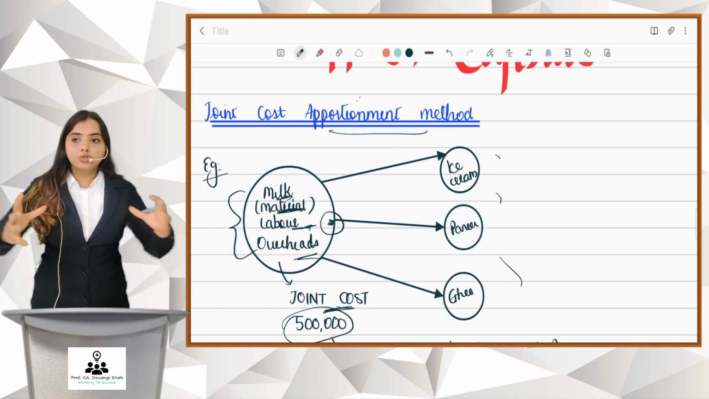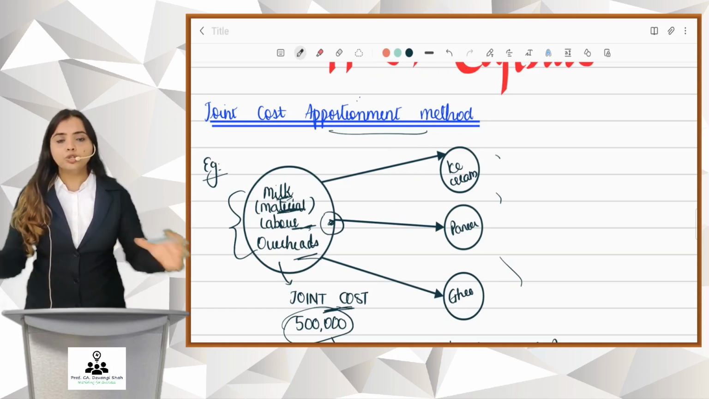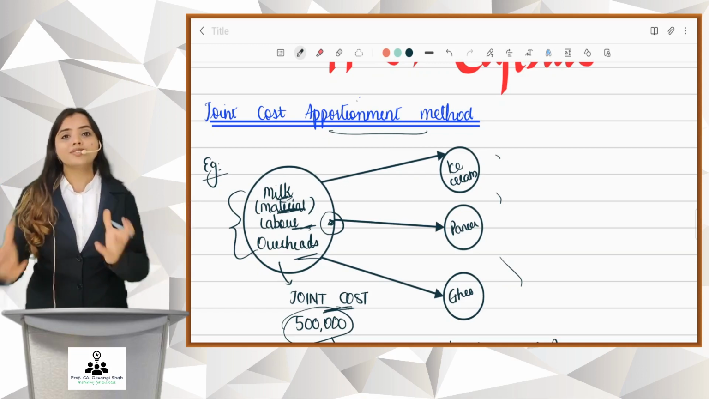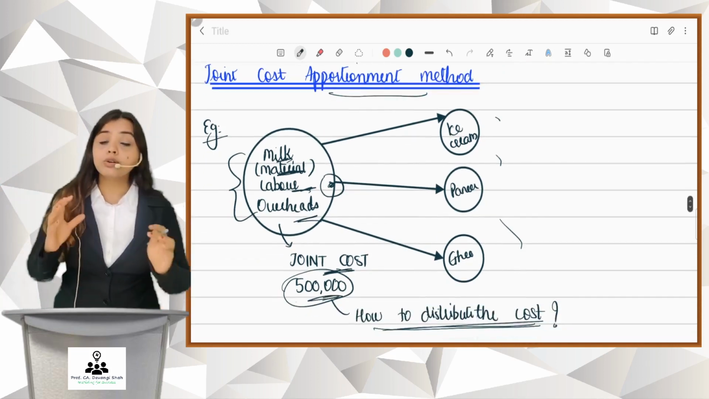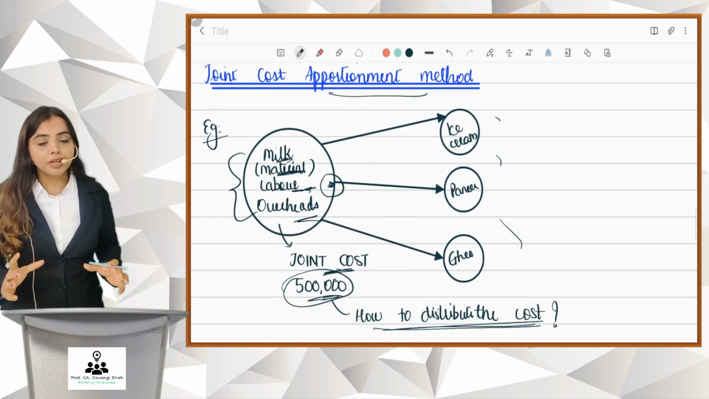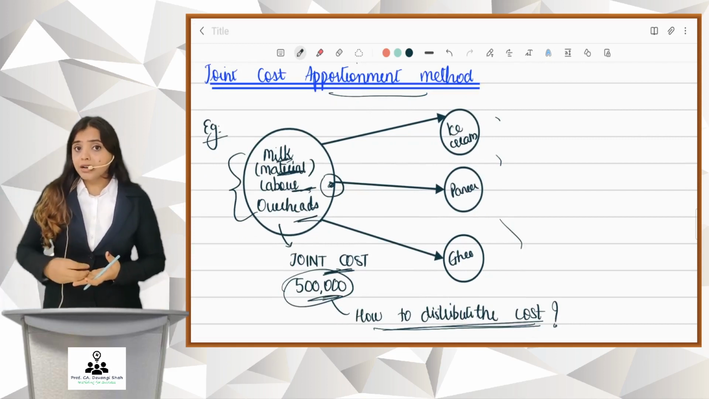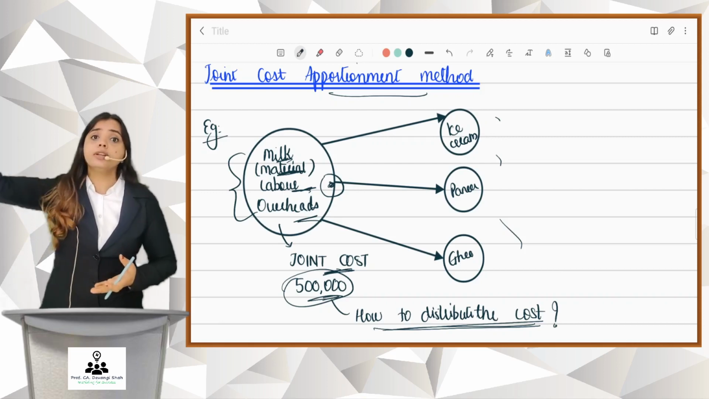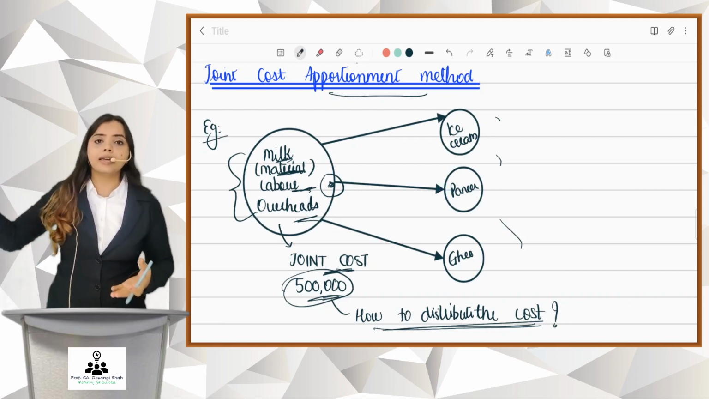So there is a joint process. These three products are jointly made in a joint process, and there is a joint cost incurred for these three products. Let's say it is 5 lakh, the total cost for making these three. Now I have got the total cost, right? But I'm going to sell these three products individually in the market. I need to know their cost individually. How will I get their cost individually?